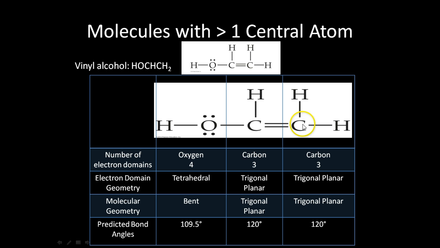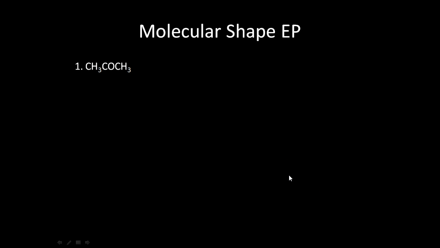We go to this last one, and it looks a lot like the other carbon. It's got 3 electron domains, all of them are involved in bonding, and so they all have trigonal planar geometry. Now let's go ahead and try an example problem with multiple central atoms.